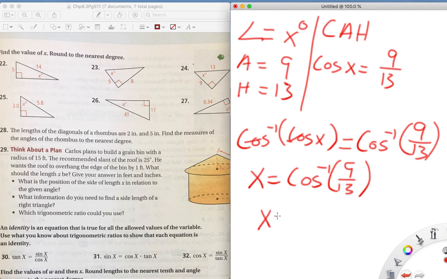And I get that x is equal to approximately 46.2 degrees. Whoa, my markers. It's just as bad as the whiteboard in class.